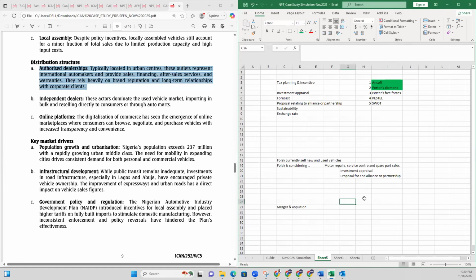And so I would rank this as first, really. It looks very probable. Tax planning, second. Or maybe tax planning, third.